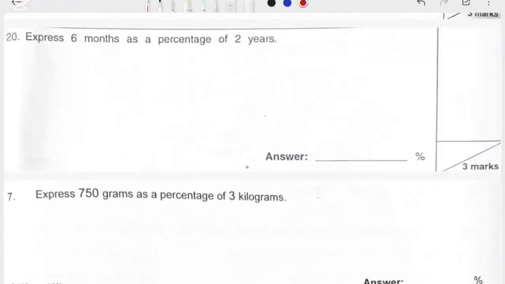Express 6 months as a percentage of 2 years. 6 months and 2 years, they are in different units.